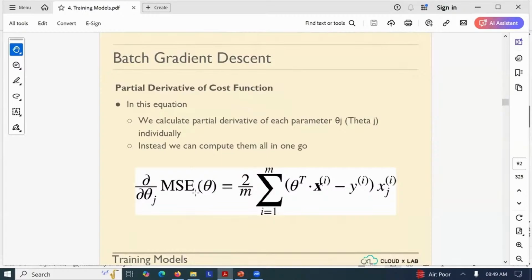This is the partial derivative with respect to theta j, right? Because in theta we have several unknown values: theta 0, theta 1, theta 2, and so on, right? So with respect to theta j, we are partially differentiating while keeping all other thetas fixed, right? Okay. So this way we can calculate, and we will get the vector, right?